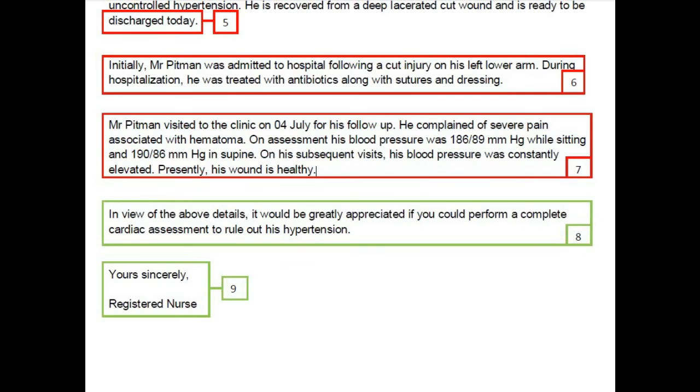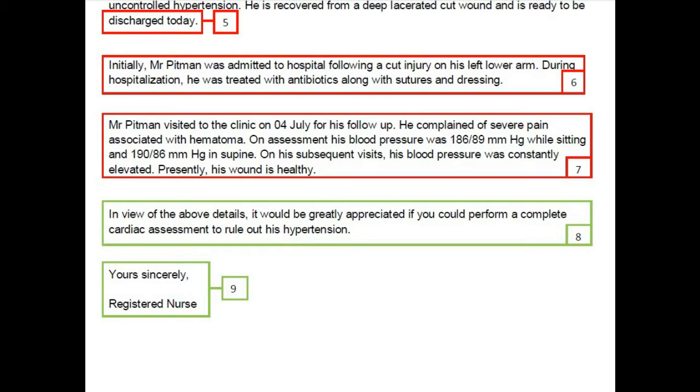Here, the first sentence says he visited the clinic on 4th July for his follow-up, but the introduction says he is being discharged today, which is contradicting. Coming to the last sentence, it pops out of nowhere and the transition to this information is not proper.